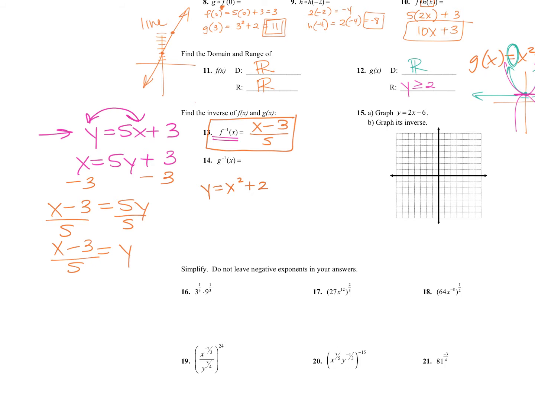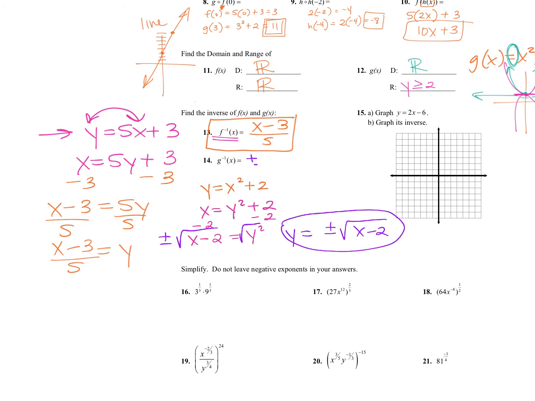So we're going to do this. X equals y squared plus 2. So now if we're going to solve for y, we're going to take away 2. So it's x minus 2 equals y squared. And then what? Square root both sides, which means plus or minus. Good. So this is going to be plus or minus. So we get y equals plus or minus the square root of x minus 2. So that's your inverse. If you write it with inverse notation, it would look like this. Okay?